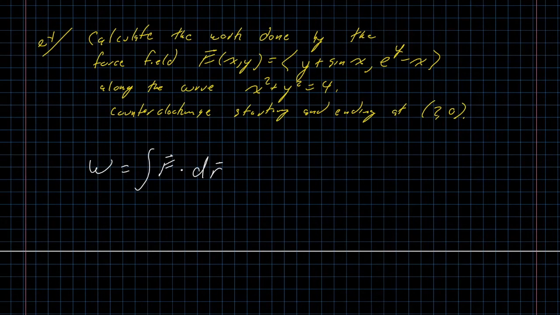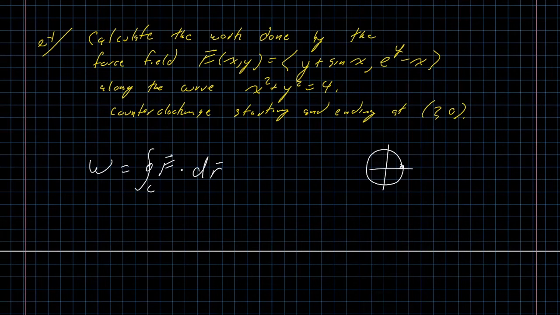Second thing I notice here is that the curve in question is a perfect circle, and we have the same starting and ending point. So we're looking at a closed curve. If this force field is conservative, then this is really easy. For a conservative force field, the integral over a closed curve is always 0.